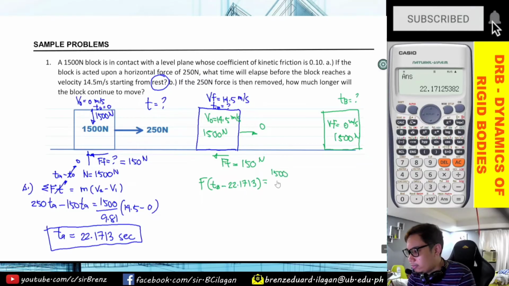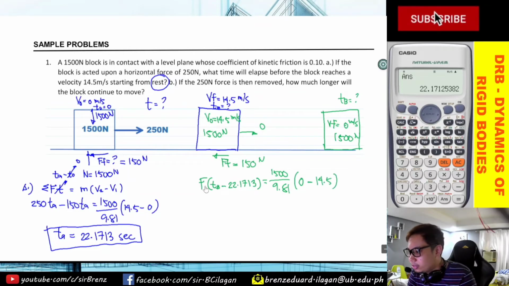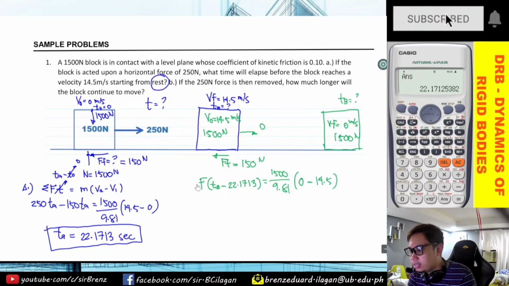So, 1,500 is the mass divided by 9.81. And then the final velocity is 0, minus the initial velocity of 14.5. The force here, guys, is just the frictional force. I'll go straight to the calculation so that we still have one more solution to do.